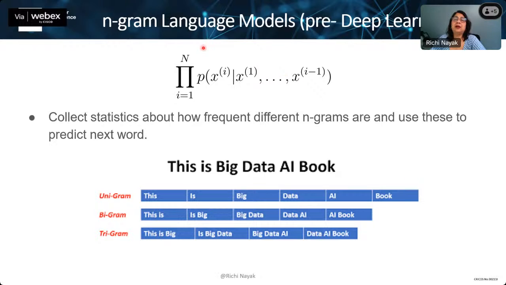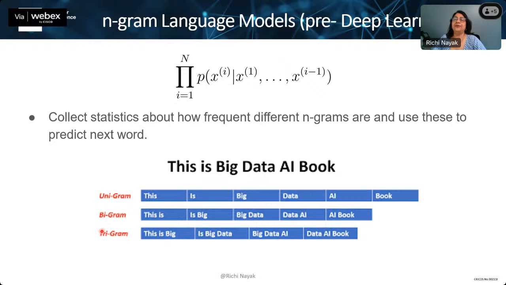Pre-deep learning, people were using n-gram language models based on these Markov assumptions. They collect statistics about different n-grams. Given a corpus, like what Google search engine has, they would count the frequency of each word that appears in the corpus. Just to rephrase, we call it n-grams in general, but usually we start with unigrams, where it is one word at a time. Let's say this is the Big Data AI book, so you would have the terms "this", "is", and so on. Each word that appears in the sentence is called a unigram.